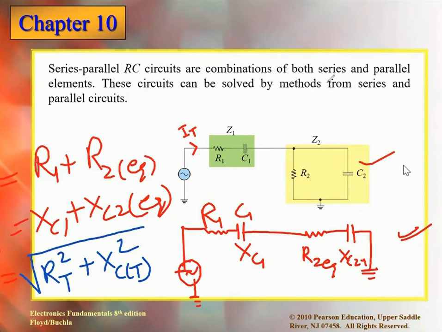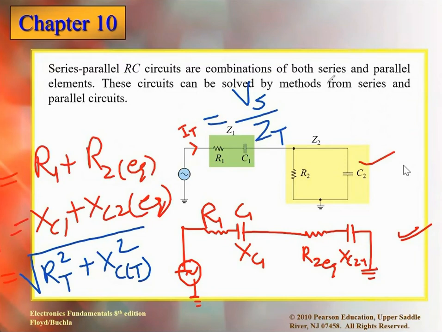So can't I find the I total? Yes, by Ohm's law: total supply voltage Vs divided by the total impedance. This is the way. Easy. So this way we can solve the questions.